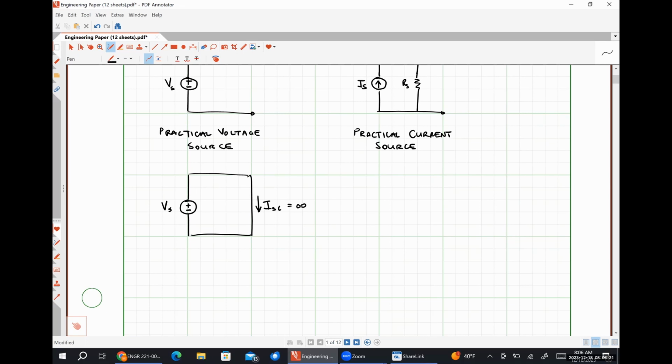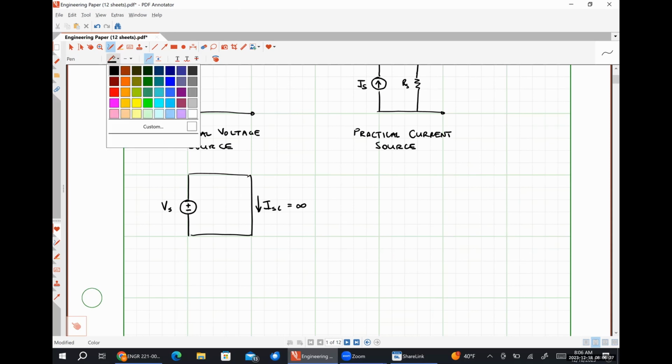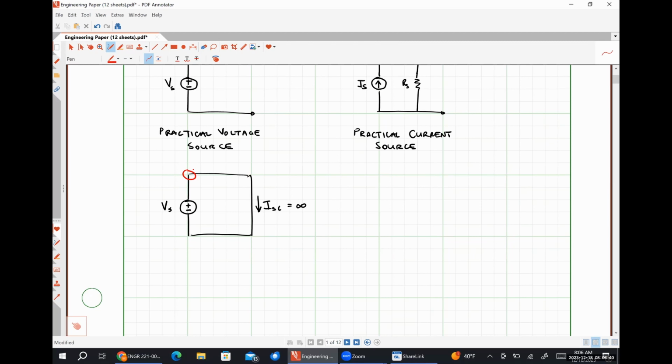Every current and voltage source that we've dealt with to this point has been an ideal source. So for this particular case, this voltage Vs is going to be between these two terminals, full stop. That's what an ideal source is. It supplies a certain amount of voltage or current, regardless of what things are connected to it, okay?